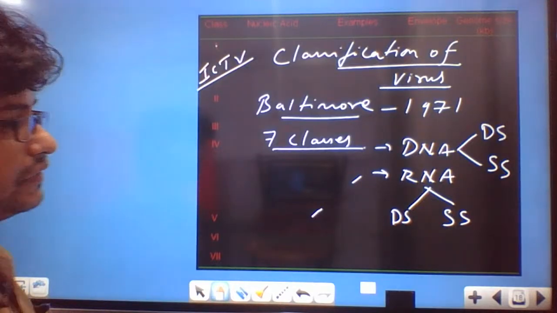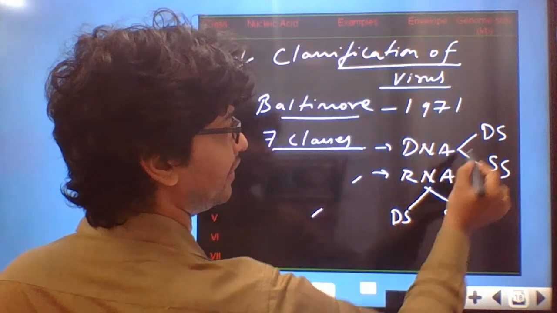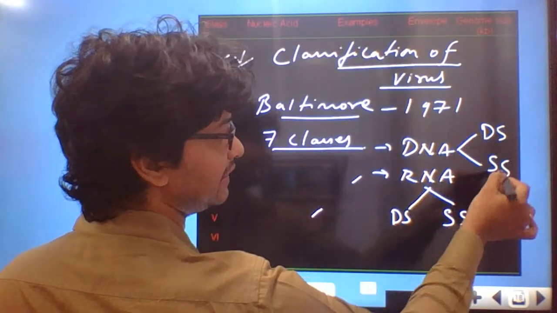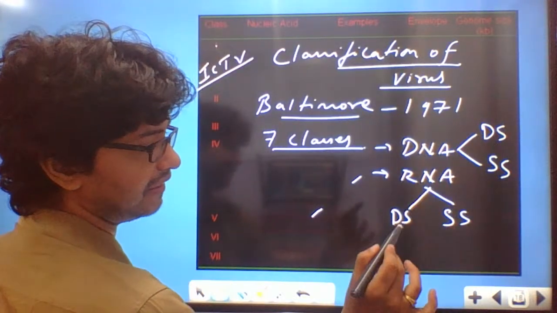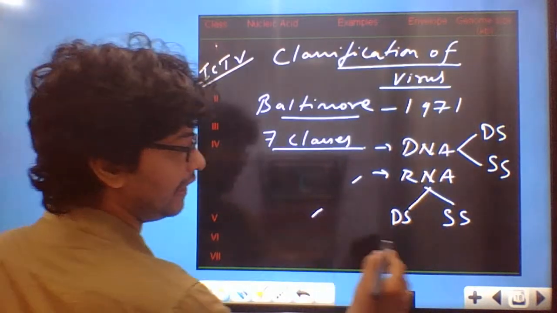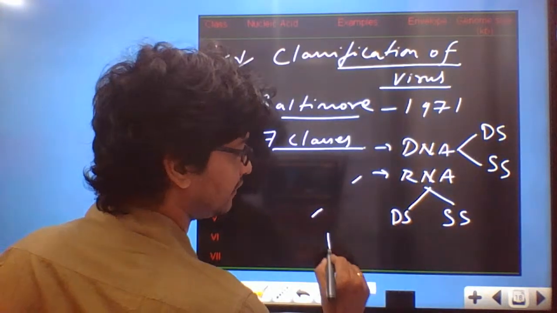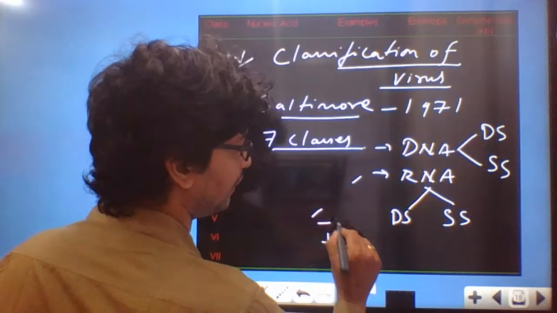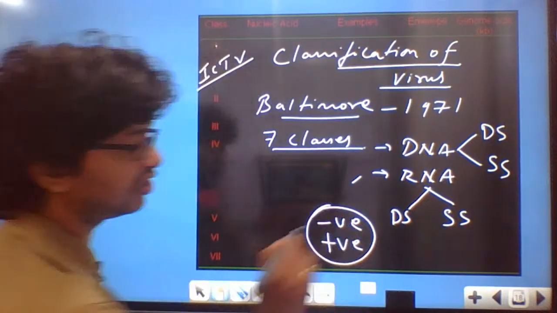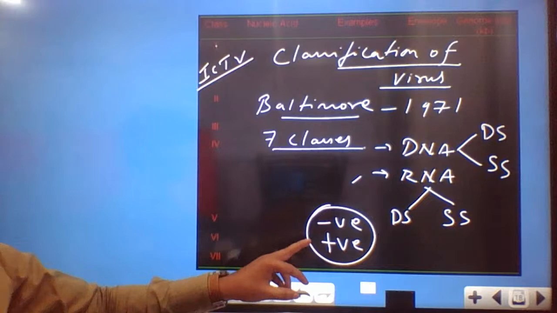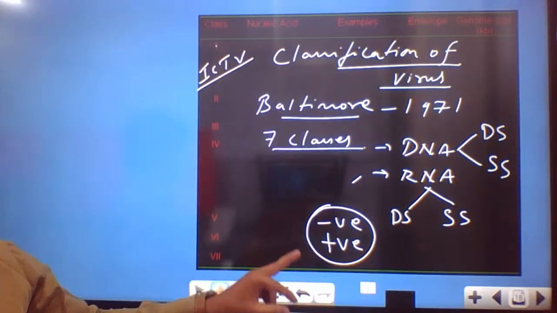Variola is the largest virus. Okay, so DNA and the RNA. The genome may be double stranded DNA, single stranded DNA, double stranded RNA, as well as single stranded RNA. When it comes to the RNA, it may have the positive strand, or it may be negative strand. Can someone tell me what actually is positive strand RNA, or what is the negative strand RNA?